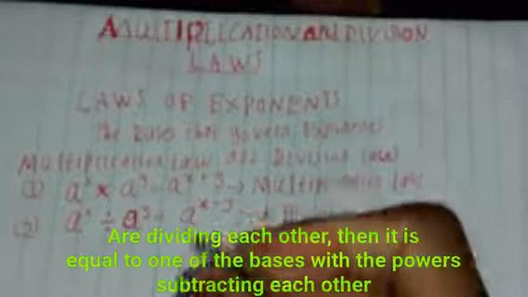Division word. Under the division word, if two exponents with equal base but different powers are dividing each other, then it is equal to one of the base with the powers subtracting each other. So therefore, in the division word, division is known to tend to subtraction. So note it: in the multiplication word, multiplication is known to tend to addition, while in the division word of exponents, division is known to tend to subtraction.